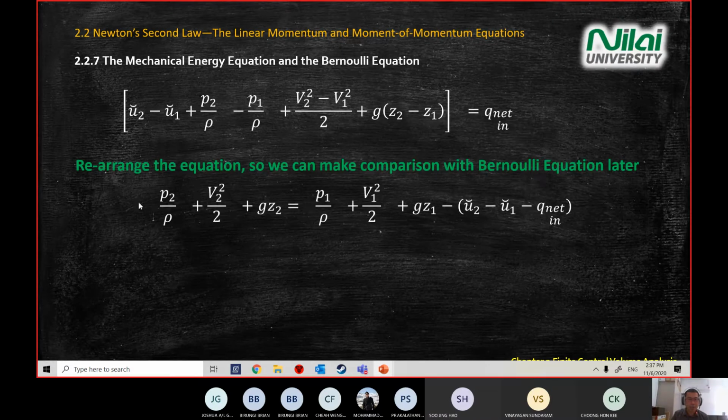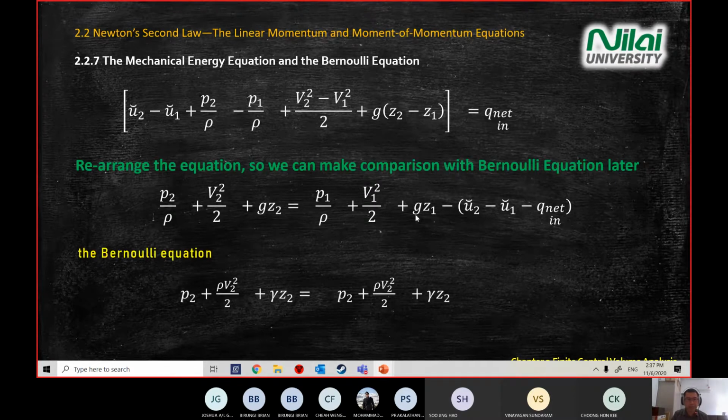So we put all the outlet or output components on the left hand side. We put all the P2, V2, and Z2 on the left hand side, and then we put all the inlet, or station 1 or section 1 components, on the right hand side, right? So it's just a rearrangement of our equation just now. Then we pull out the Bernoulli equation. So this is the Bernoulli equation that you've seen in the introduction to fluid mechanics.